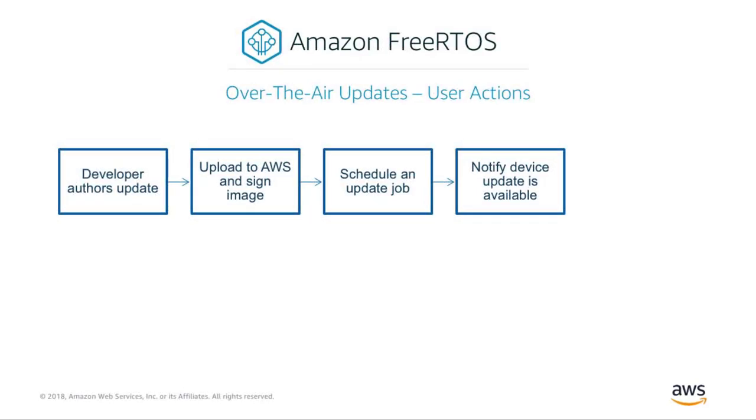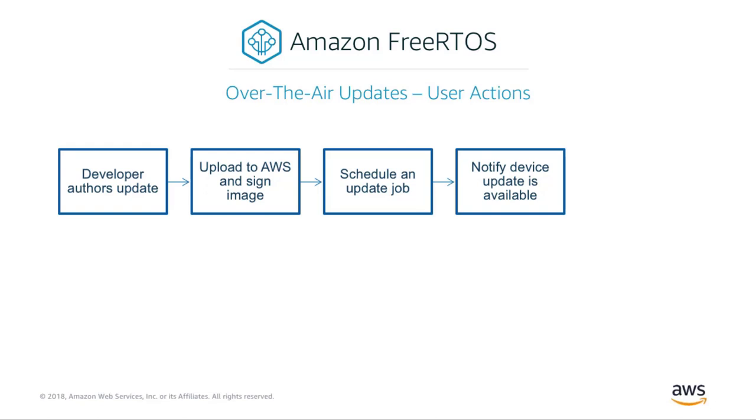Now let's look at the typical workflow for an over-the-air update. With the devices released in the field, developers back in the development center can carry on with new features or any security fixes. Once the security fixes have been included in a new firmware image, it will be uploaded to AWS to be signed.